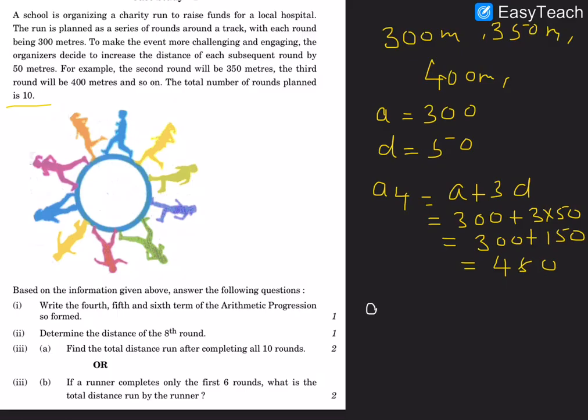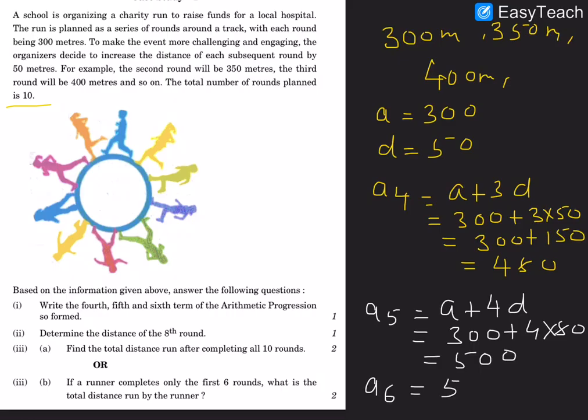So the fifth term is a plus 4d. So 300 plus 4 into 50, which comes out to be 500. And the sixth term of the AP is 550.